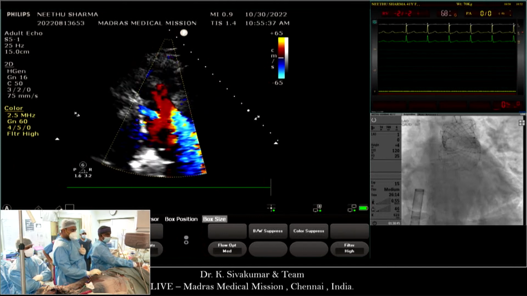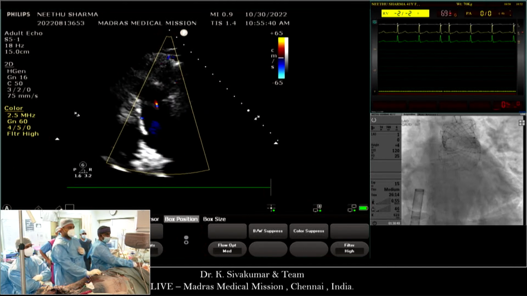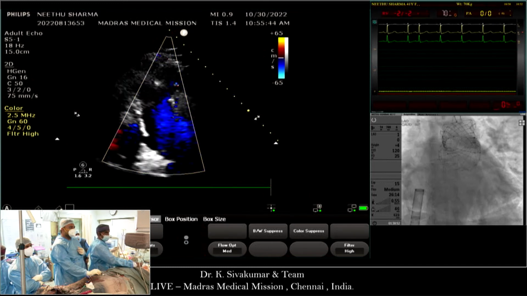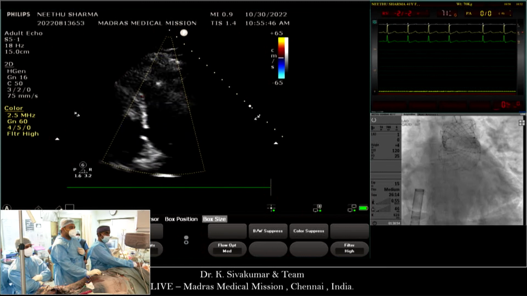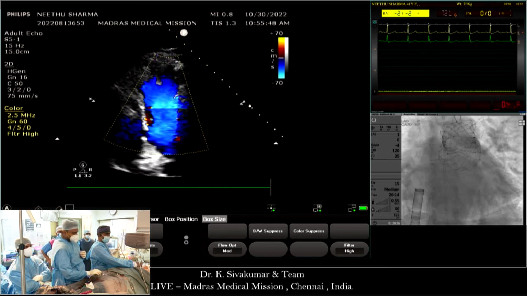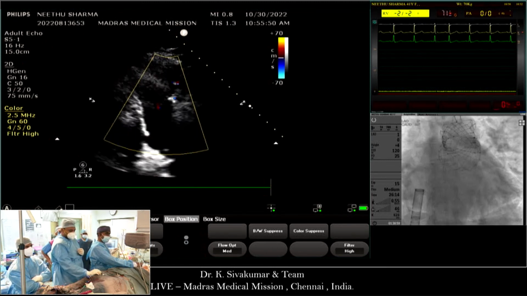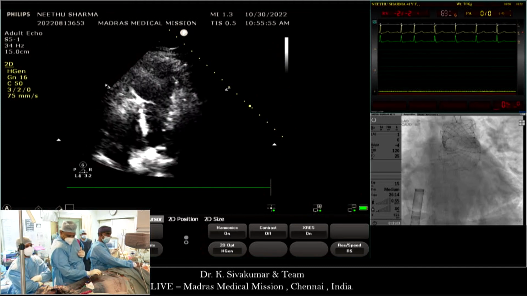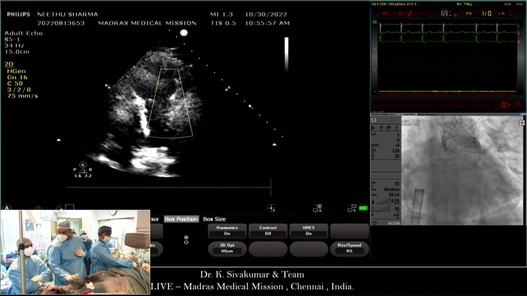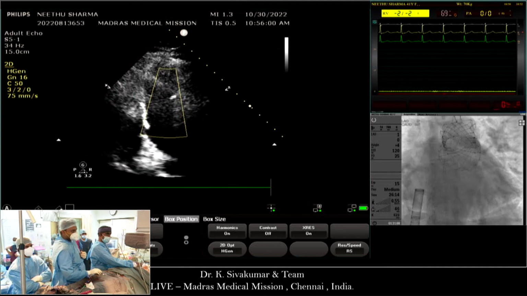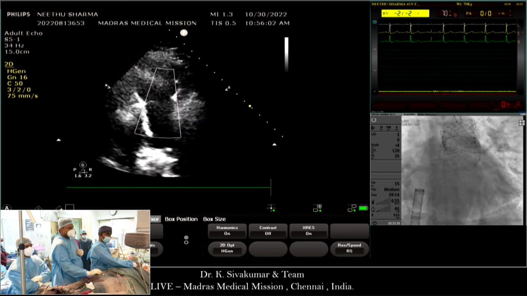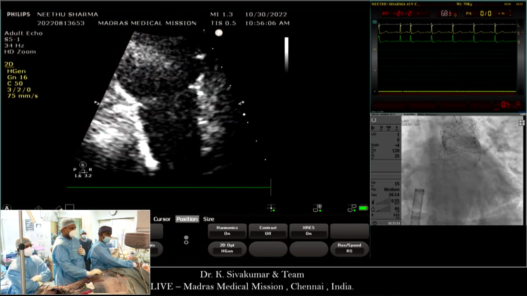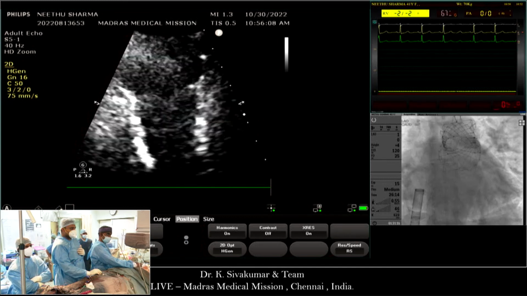Tell me, Shak, on echo currently, what do you think? It looks as if whatever the shadow was that we were looking at, we don't see it in this view. Now the pulmonary regurgitation seems negligible. Go on, zoom on the valve. I think it's a trace amount of regurgitation, no significant regurgitation. I think you've got a superb result, Shiva. Very good.